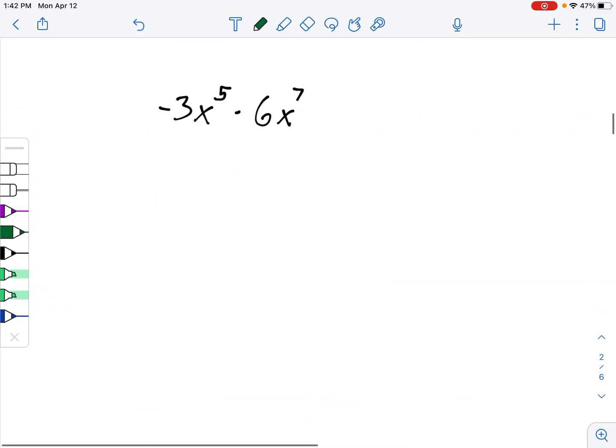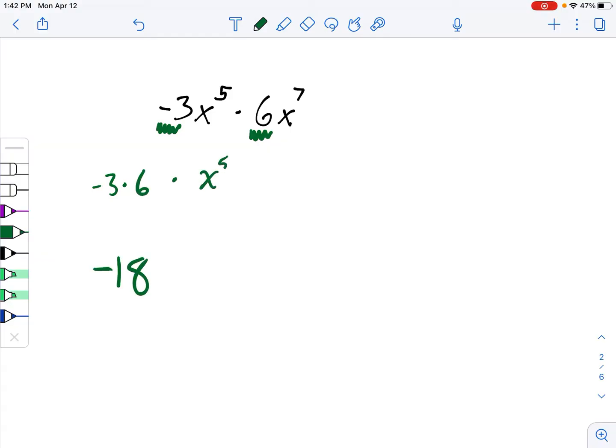So if we combine those, what I would want to do is look at my coefficients first and do negative 3 times 6 and get a negative 18. Then I want to look at my variables. I see that x to the 5th times x to the 7th. Now, based on what I did before, where I just added my exponents, I'm going to do the same thing, and I will get x to the 12th.